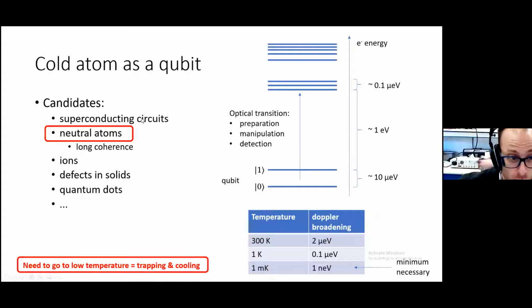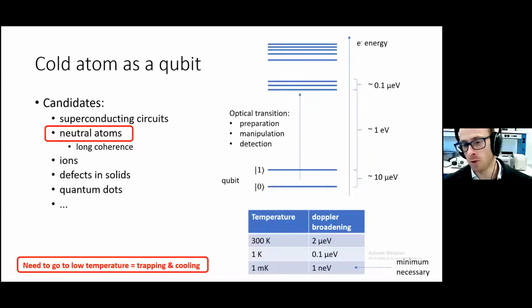Let me first recall that there are other promising candidates besides atoms. Maybe the most famous ones are the superconducting circuits. Last week we heard about ions. I personally work on defects in solids. There are quantum dots. All of these candidates have strengths and weaknesses. Maybe the clear strength of neutral atoms is the very long coherence that you can achieve.